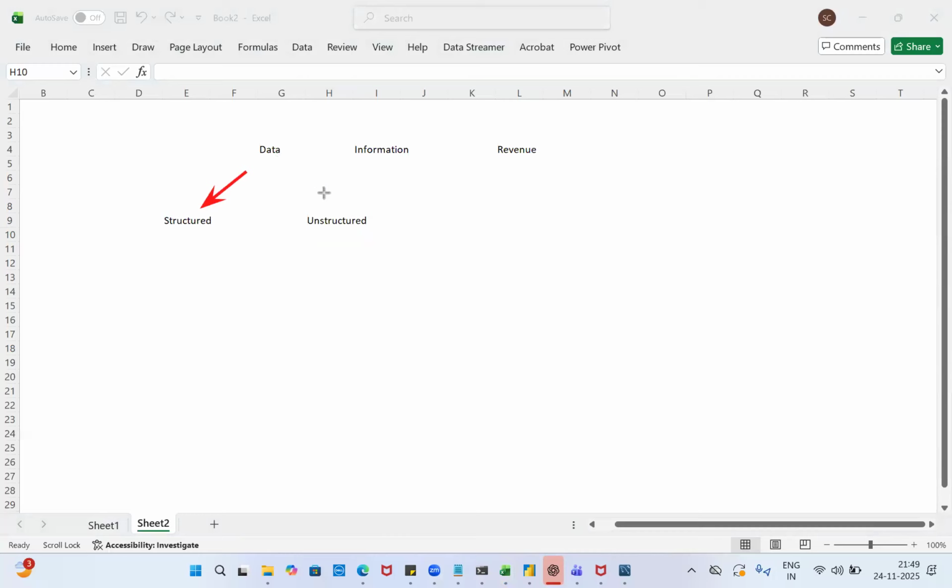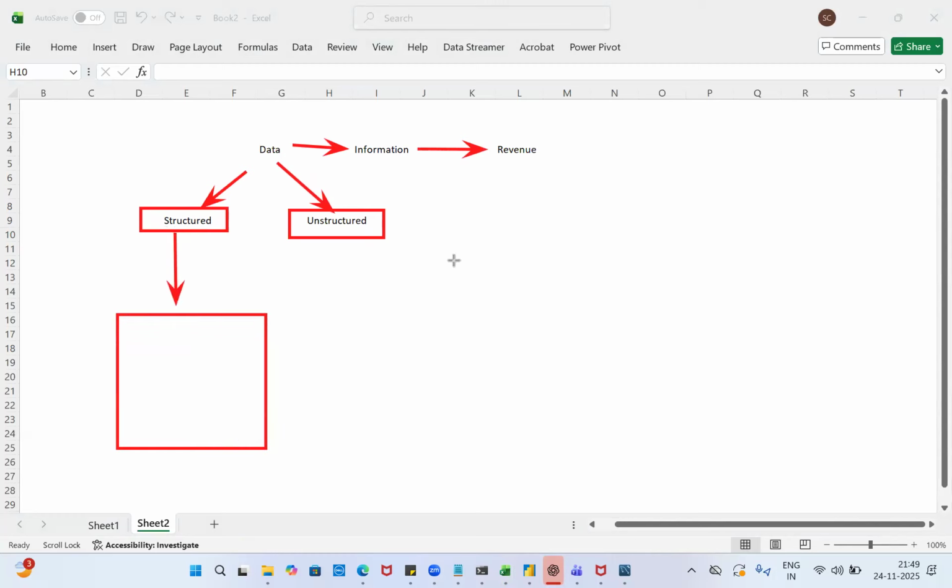So data is divided into two types. One is your structured and another one is your unstructured. Data which is enclosed in the form of a table is known as your structured data. And a table is nothing but a combination of multiple rows and columns together.